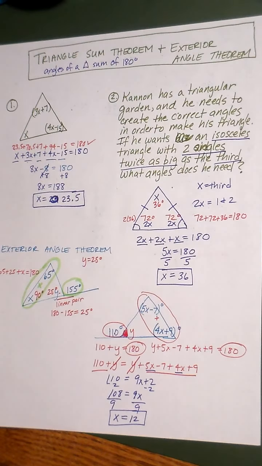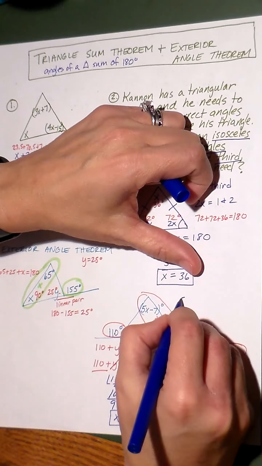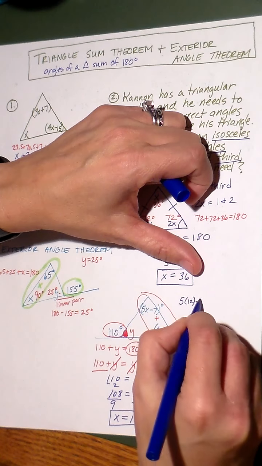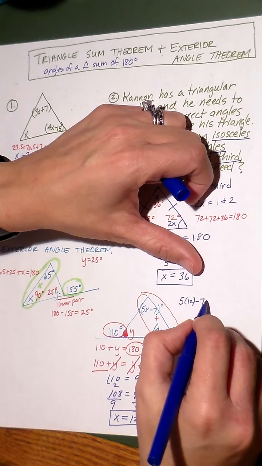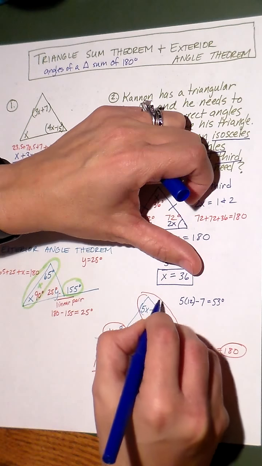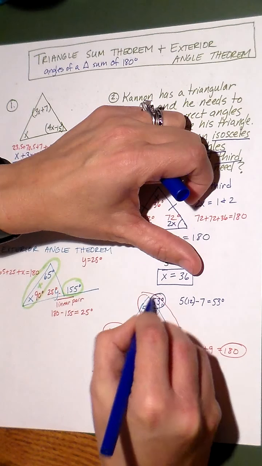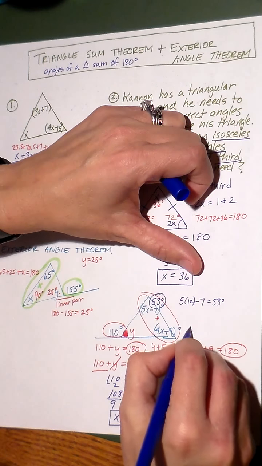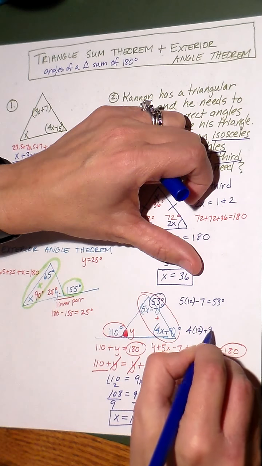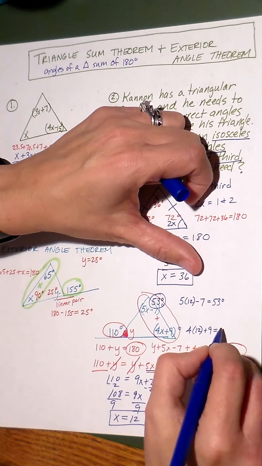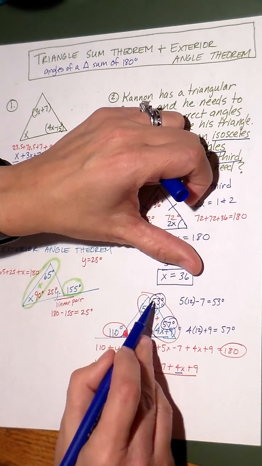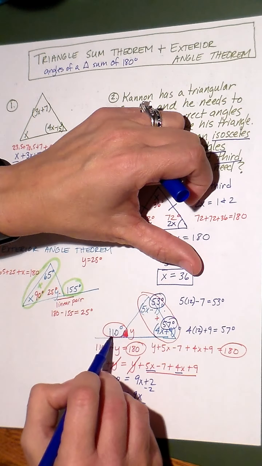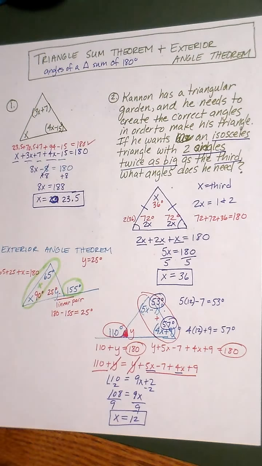Now, if you want to check your answer, you're going to take that 12 and plug it back in. So I'm going to do 5 times 12 minus 7. So that'd be 60 minus 7, which is 53 degrees. That one's 53. This is 4 times 12 plus 9, which would be 48 plus 9, which is 57. So this would be 57 degrees. And 53 plus 57 does equal 110. So you did it right. So that's how you apply the triangle sum theorem and the exterior angle theorem.